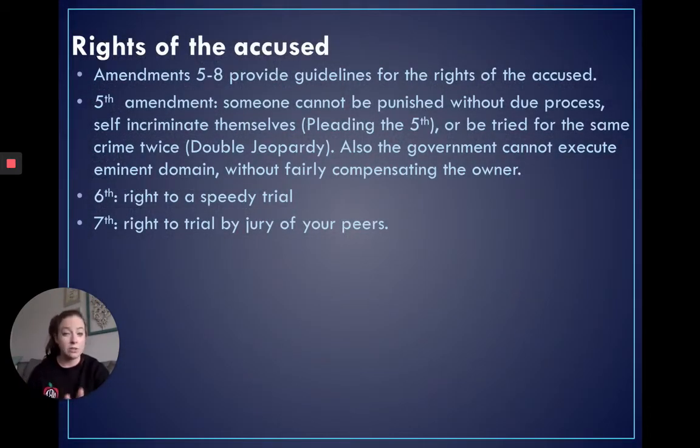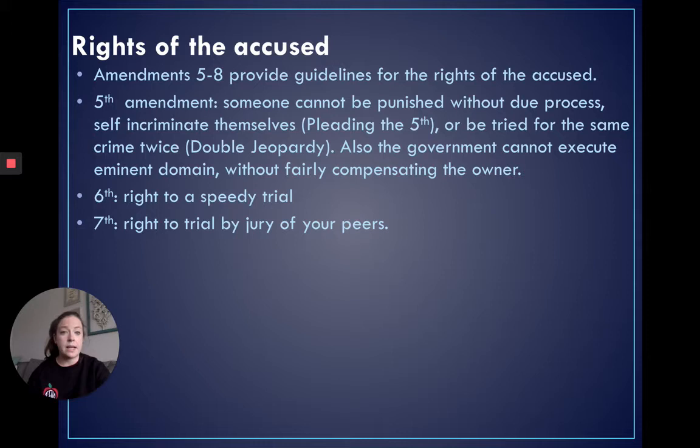But again, all those things happened with King George, so they really wanted to protect themselves from that. Amendments 5 through 8. I'm just going to go over these briefly. 5 through 8 are probably the trickiest for you guys to understand. They all have to do with going to court, or trial.